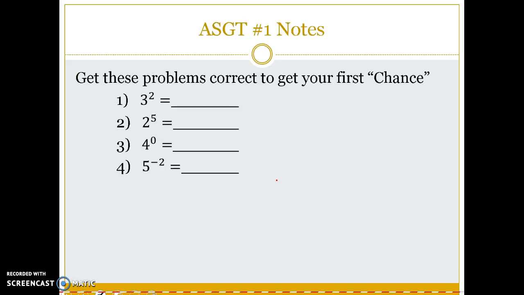I want you to pause the video and try these 4 problems on your own, and just guess if you're not sure what the correct answer is. And then we will come back when you finish. You can pause the video, and then when you finish, restart the video to make sure that you have them correct.